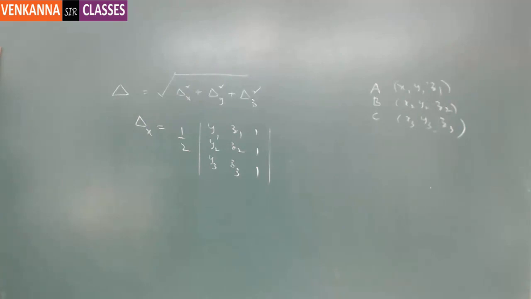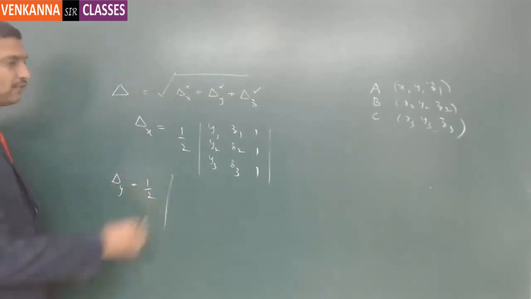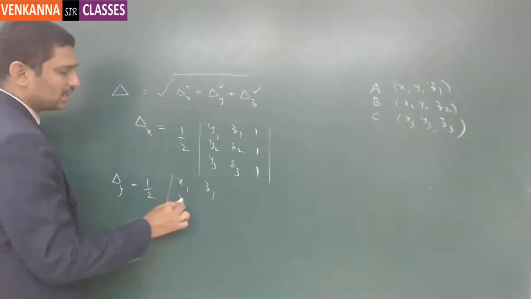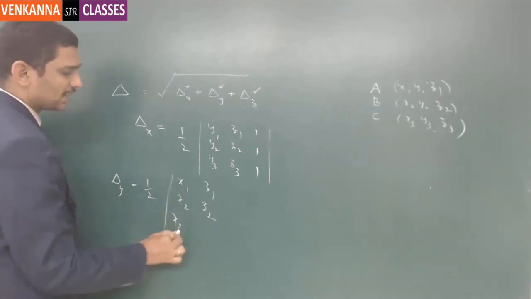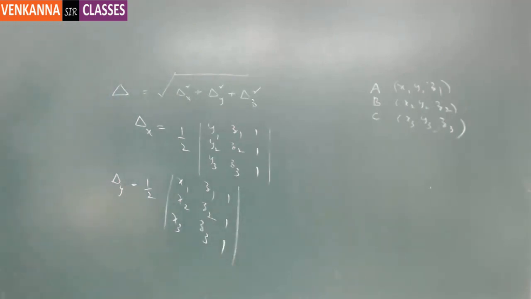So, delta x is nothing but half into the determinant value. If you have written delta x, you are removing the x coordinates in the given 3 vertices. The remaining values are written. In place of x, I have taken 1, 1, 1. Okay. So, delta y is nothing but half into the determinant of x1 z1 1, x2 z2 1, x3 z3 1. I hope you will write delta z. Can you?